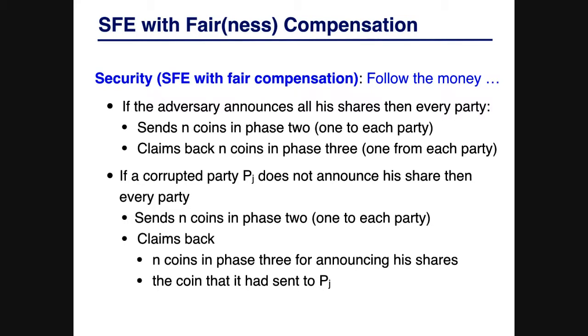Now, if the adversary does not announce a share, then what happens is that he doesn't collect the coins corresponding to this share. These coins go back to the sender, and the senders now, the honest senders, have a positive balance. So they won't have their output because the adversary did not announce his share, but they will have more coins than what they started with. So this is the underlying idea of these protocols, and it does indeed get security with fair compensation, but it has an issue.